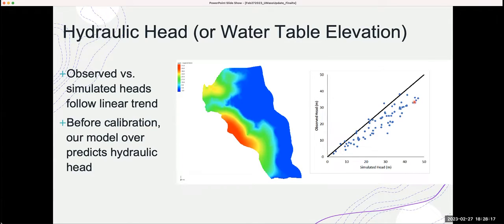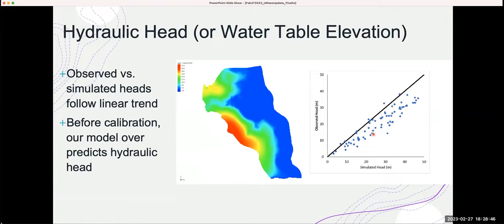And this is before we really calibrated the model. So the goal of calibration will be to basically take all those blue points and have them fall onto that black line, because that black line is the one-to-one line between observed head and simulated head, meaning that all our simulated heads match exactly what the actual water elevation is.